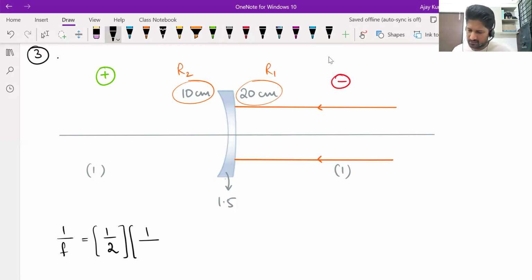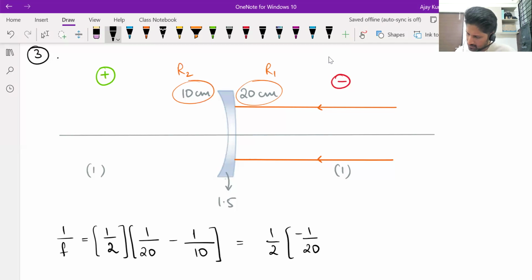Now for that flatter surface, which is convex, the center of curvature is on the left side. In fact, for both of them, the center of curvature is on the left side only. C1, C2. So positive 20, minus 1 by R2. R2 is also positive 10. Both surfaces have their centers of curvature on the left side. That's all. So it becomes 1 by 2 into (1 by 20 minus 1 by 10), which is minus 1 by 20. Therefore, the focal length becomes minus 40 centimeters.